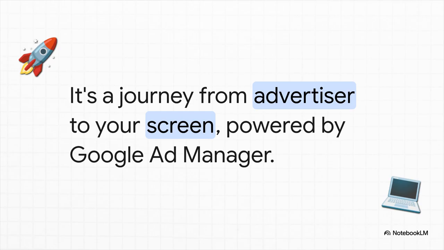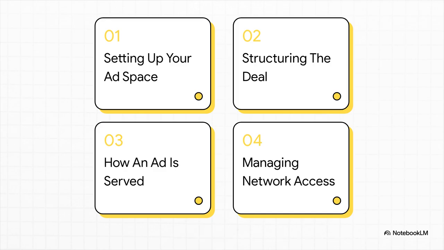We're going to follow the entire path, from setting up the ad space to making the deal with an advertiser, all the way to that final split second when the ad is served. And it's all orchestrated by Google Ad Manager. So here's our game plan. First up, we'll look at the absolute foundation, your ad space. Then, we'll dive into how advertiser deals are actually structured inside the system. After that, we'll see the whole ad serving process in action. And to wrap it all up, we'll talk about how you control who gets to do what in your network.